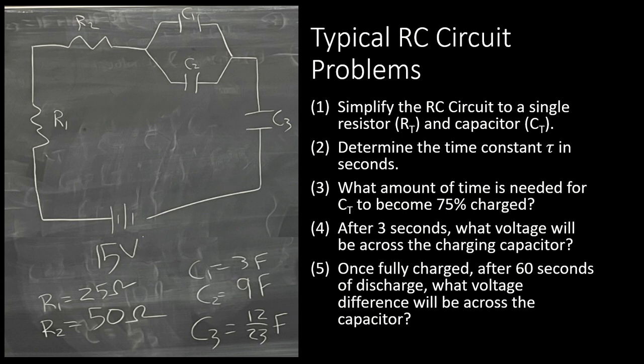Here are some basic equations. One is simplifying an RC circuit to a single equivalent resistor and capacitor. Afterwards, we can multiply those two to determine the time constant. After which we can solve more equations, which include what amount of time is needed for the equivalent capacitor to become 75% charged. And after 3 seconds, what would be the voltage across the charging capacitor? And once fully charged, i.e. if we charged it to the full 15 volts, after 60 seconds of discharge, what voltage difference would be across the capacitor?